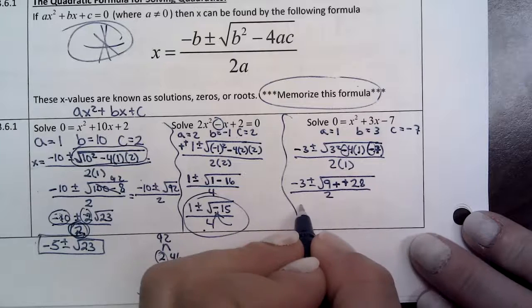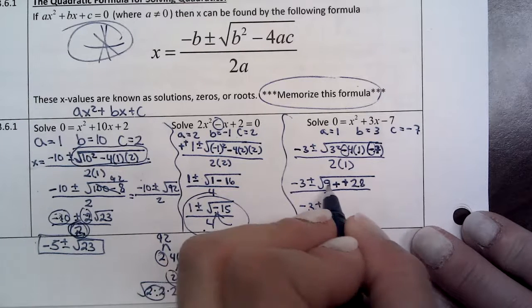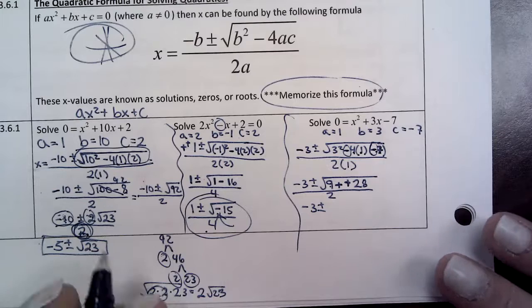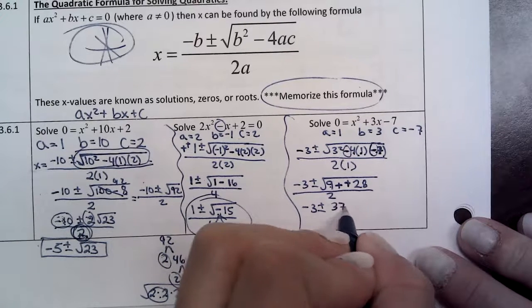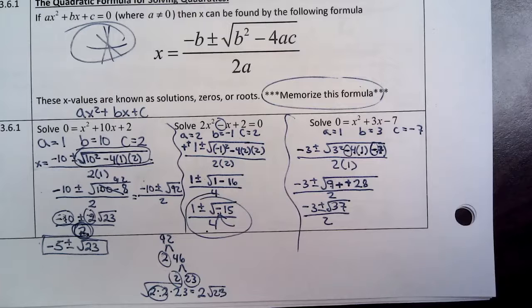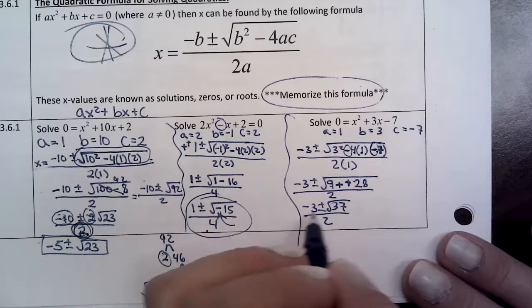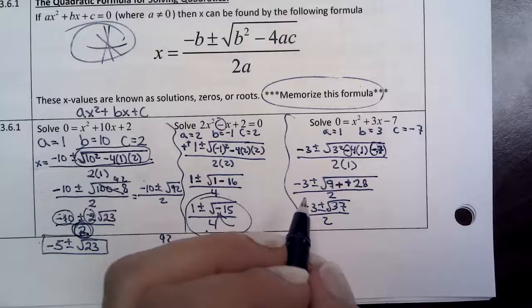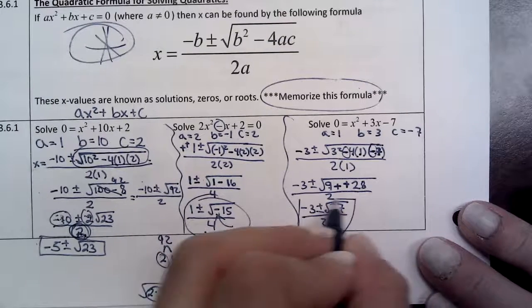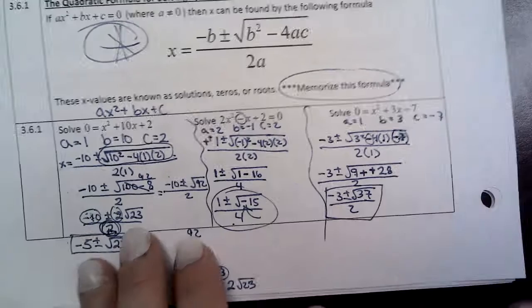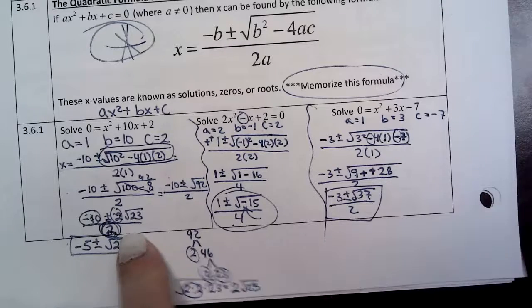All over 2, negative 3 plus or minus 28 plus 9 is what, 37? So the square root of 37 all over 2. And 37, can we do anything with it? Nope, it is a prime number, so we're done at that point. Remember, if we could simplify it, we need to simplify it.